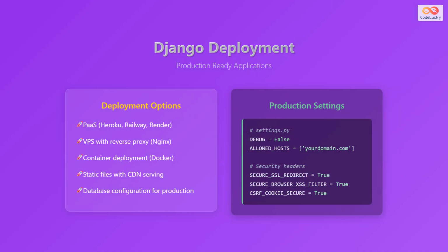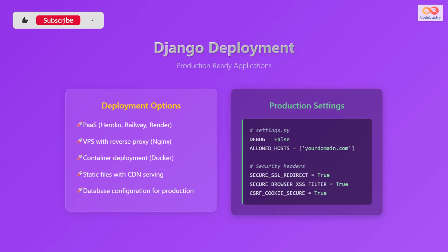Deploying Django applications to production requires careful consideration of hosting options and configuration. Platform-as-a-service solutions like Heroku, Railway, and Render provide managed hosting with automatic scaling and maintenance. Virtual private servers with reverse proxies like Nginx offer more control over the server environment. Container deployment using Docker provides consistent environments across development and production. Static file serving through content delivery networks improves performance and reduces server load. Database configuration must be optimized for production workloads with proper connection pooling and backup strategies.